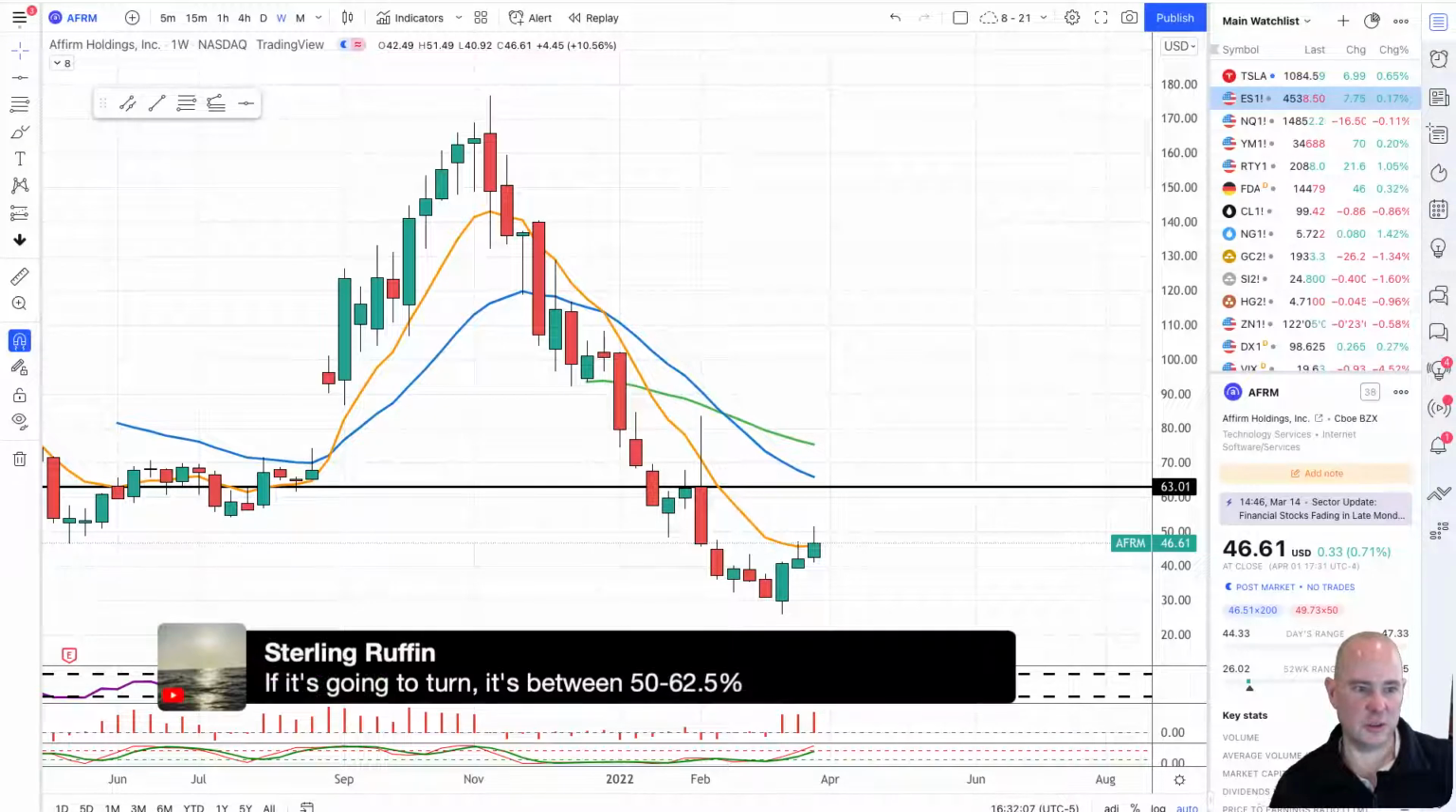Yeah, it's going to turn between the fifth. The probabilities, as long as it does not close below. But how many times have you seen, Sterling, pullbacks between 50 and 62%, and then it resumes its trend? How often have you seen that? Between those key levels, which is a fantastic trade, by the way.